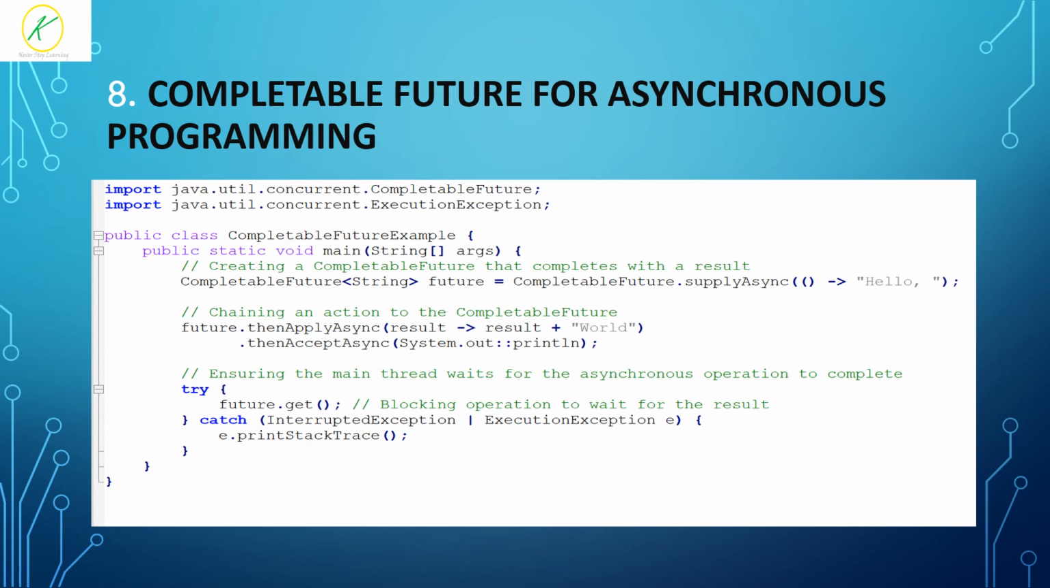In this example, CompletableFuture.supplyAsync is used to asynchronously supply a result, hello. Then thenApplyAsync is used to chain a function that transforms the result hello to hello world. thenAcceptAsync is used to consume the final result by printing it to the console.